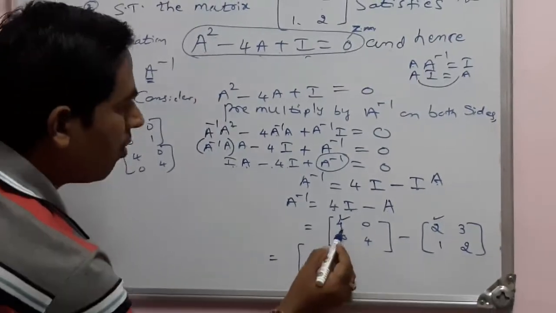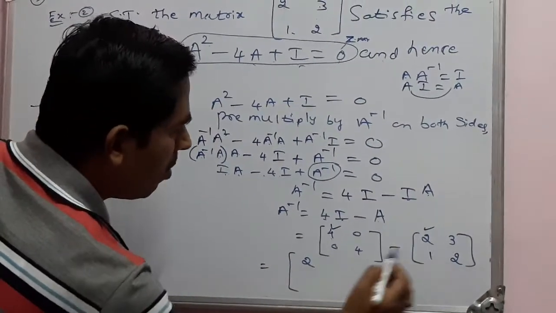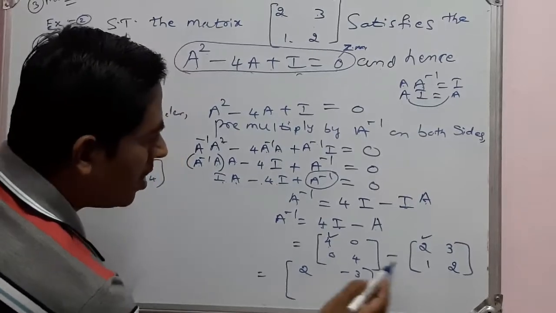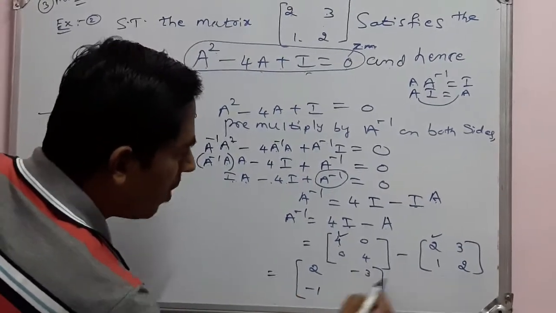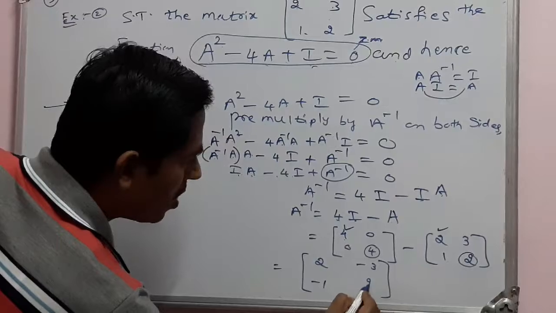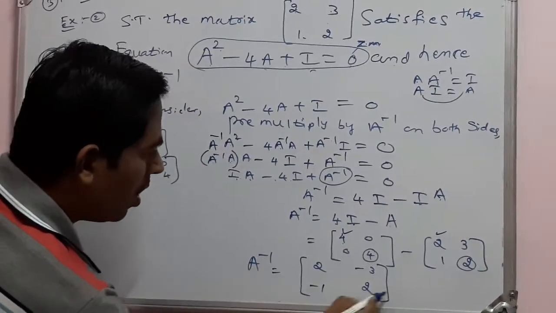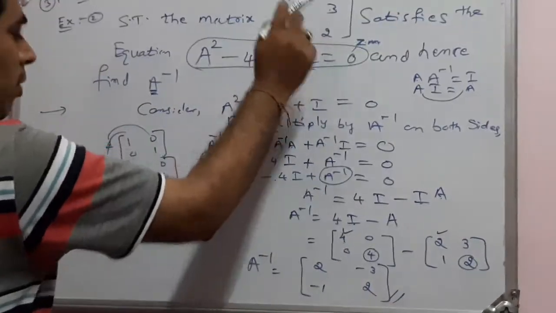So what I will get: 4 minus 2, that is 2. Then 0 minus 3, that is minus 3. Then 0 minus 1, that is minus 1. 4 minus 2, that is 2. So this is the inverse of the given matrix.